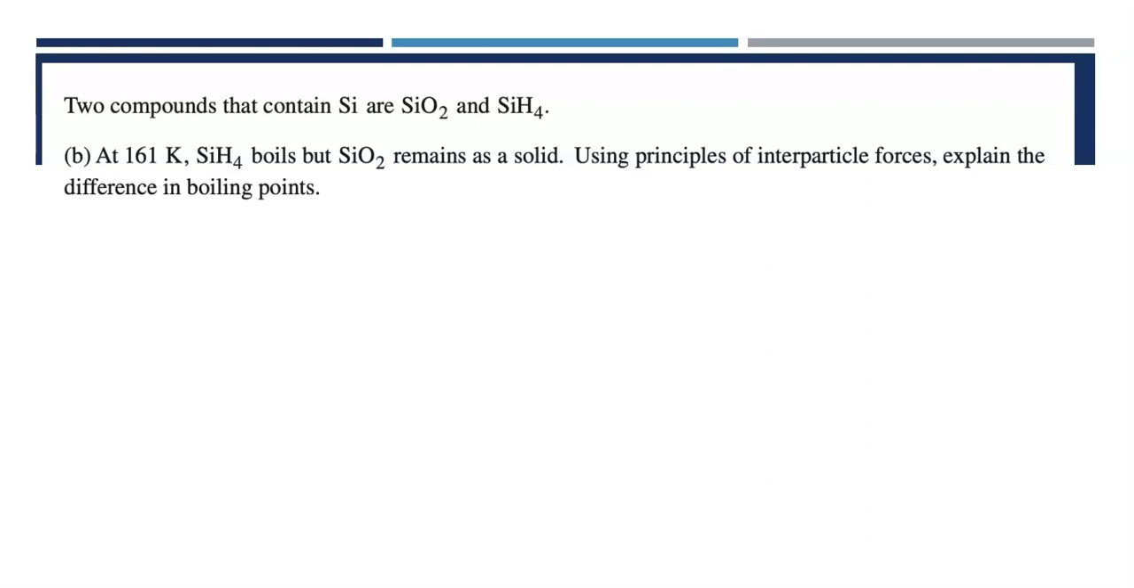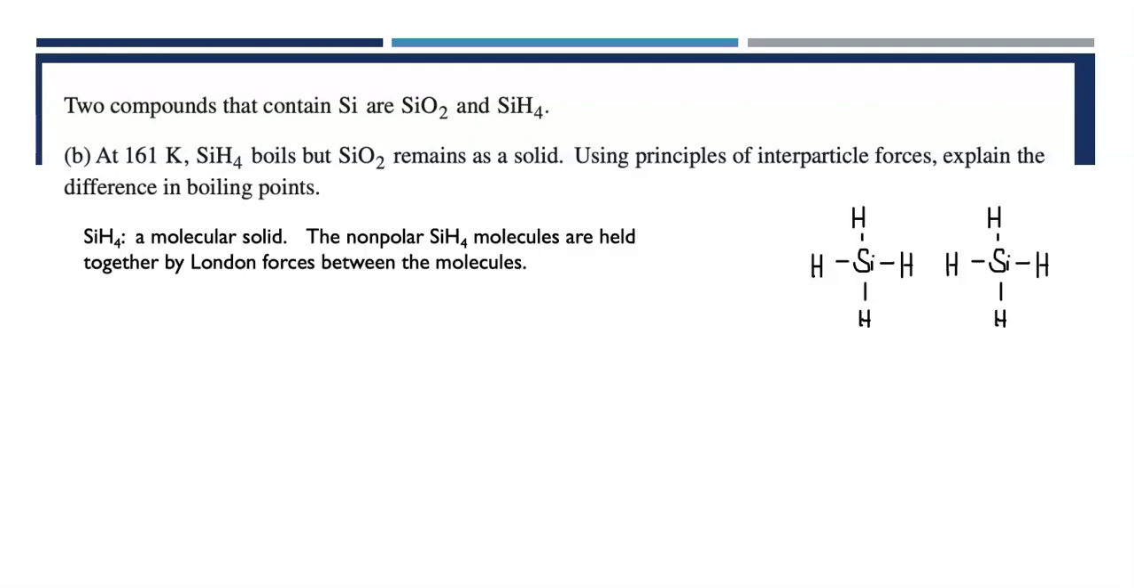Part B goes on to say, at 161 Kelvin, SiH4 boils, goes into the gas phase, but SiO2 remains as a solid. Using principles of interparticle forces, explain the difference in the boiling points. And the key here is really about what's holding them together. So if we think about SiH4, it's going to be a molecular solid.